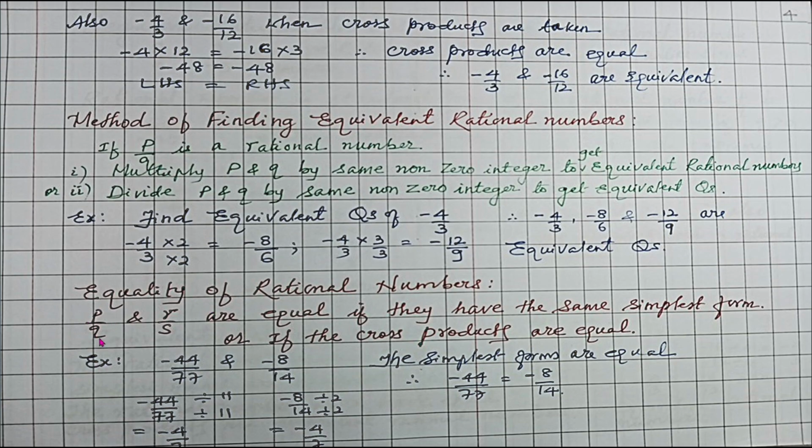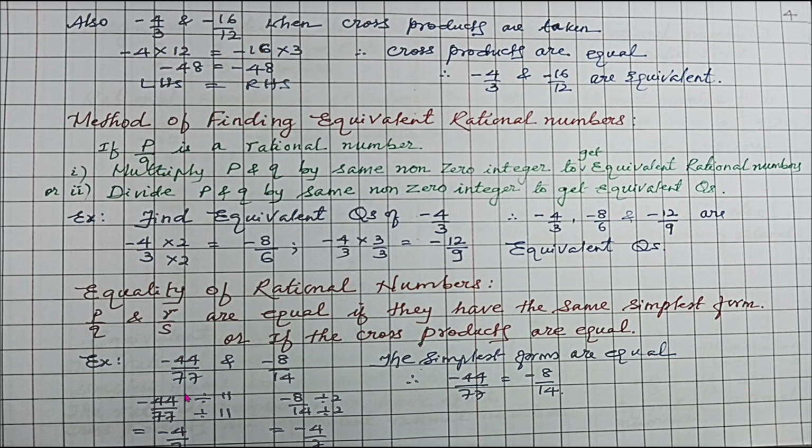Now, equality of rational numbers, very simple again. If p by q is a rational number and r by s is another rational number, they are equal if they have the same simplest form, or if their cross products are equal. That means p by q and r by s, when simplified, should have the same simplest form, or their cross products must be equal. That means ps must be equal to qr. Let us consider an example.